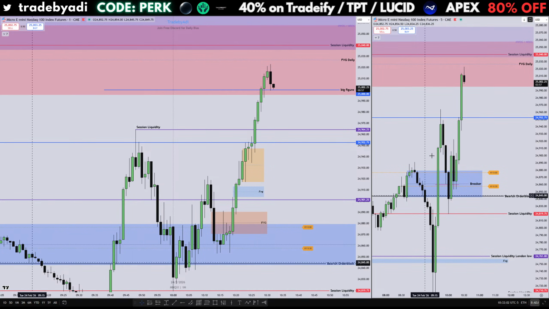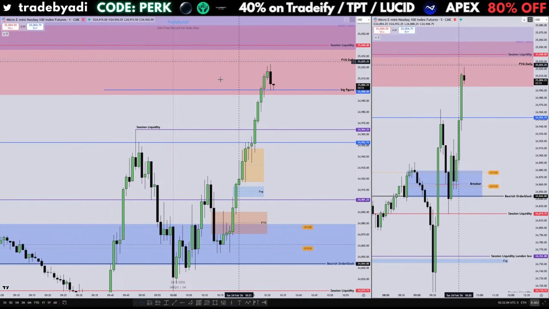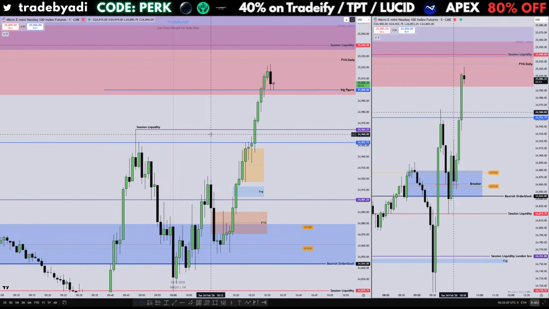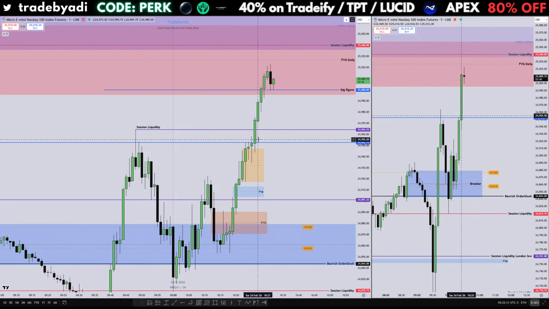So the 5 minute should be bullish. Then I'm going to look for the 1 minute as an entry. I hope you understand what I'm saying.